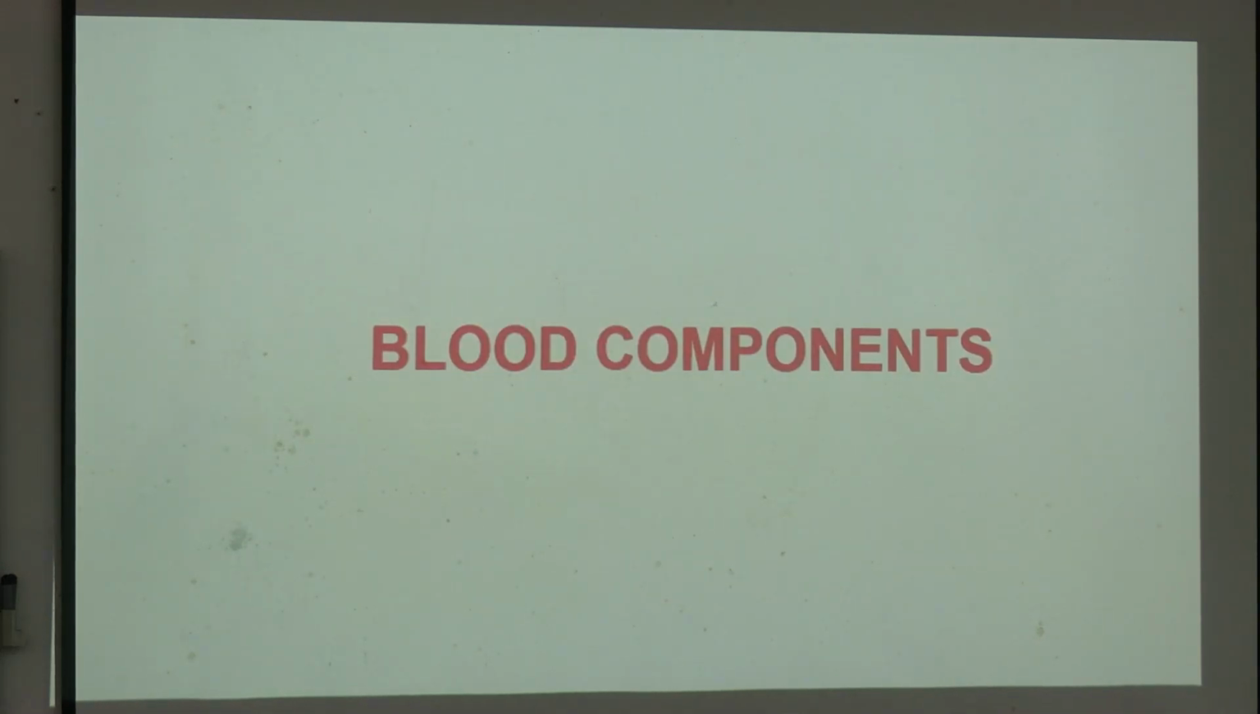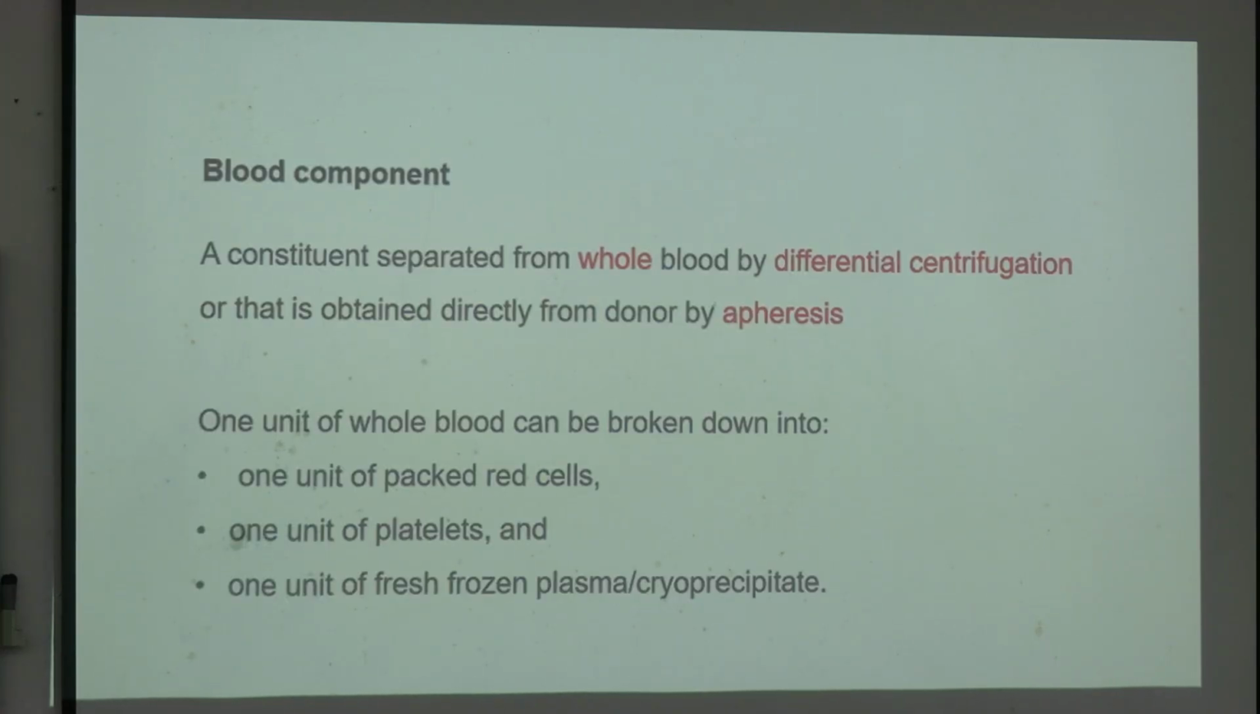Now coming to blood components. This is very important. We all know that blood has many components, and how do we get those components and what are their uses? So how do we obtain the blood components? We obtain them by a procedure called apheresis. The procedure is called apheresis.